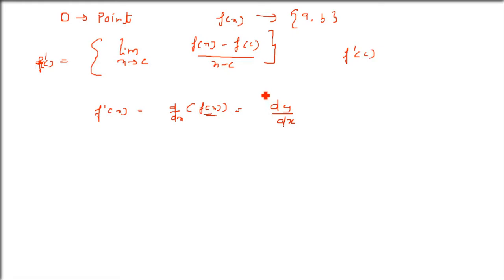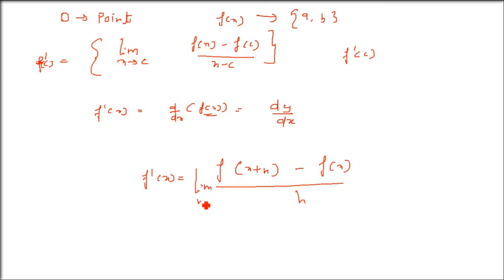When we talked about physical and geometrical, we realized that this differentiation f dash x, dy by dx, is (f(x plus h) minus f(x)) divided by h, and here limit h tends to 0. h is very small, so limit h tends to 0. This thing we discussed a lot, and then we realized that this whole is nothing but the first principle. This is the first principle, and this is also the differentiation.